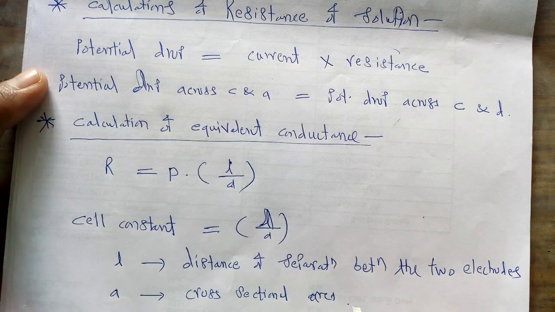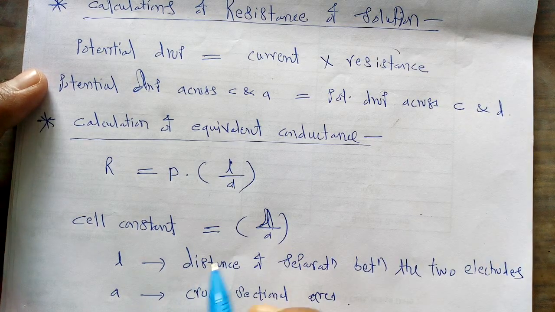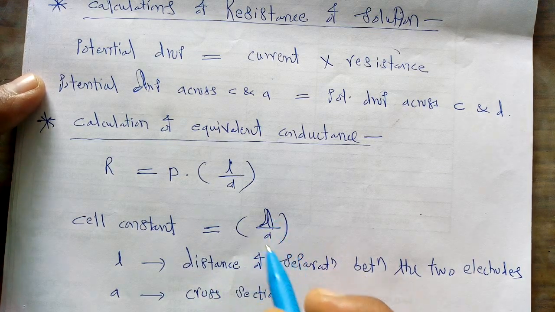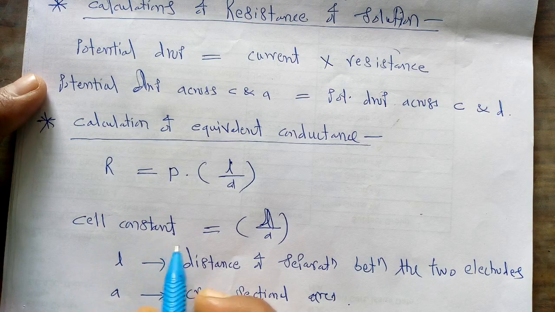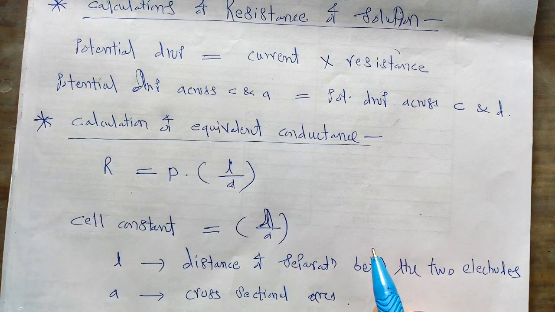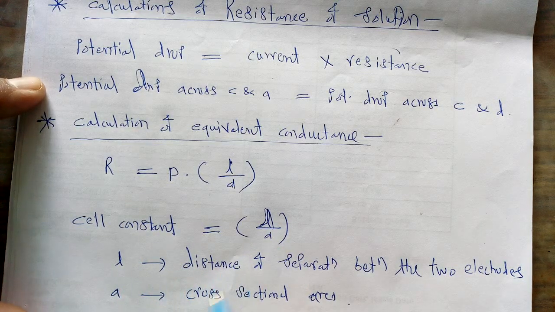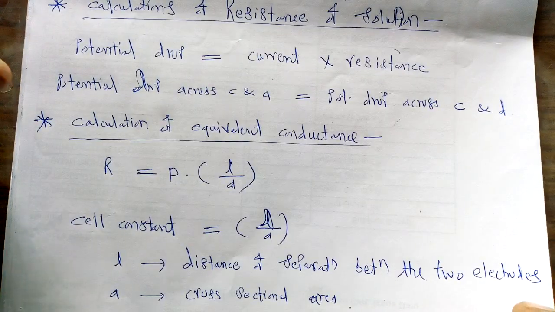So if we take the ratio of L divided by A, then it is called the cell constant of a particular cell, and it is a unique value for each and every cell. Determining the cell constant each and every time is very tedious, because we would always have to measure the distance of separation between the electrodes as well as their area of cross section.